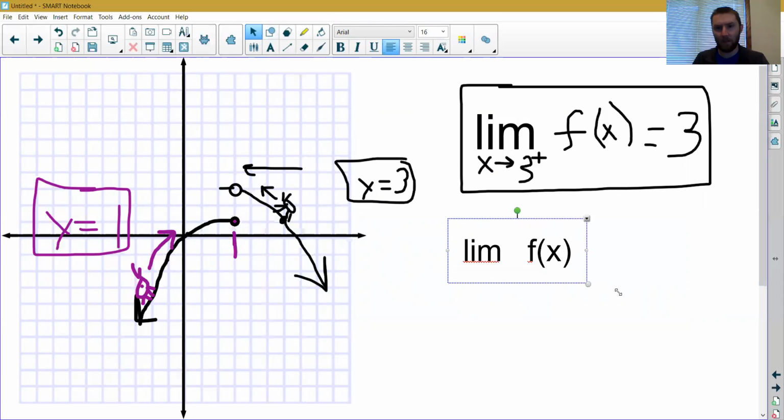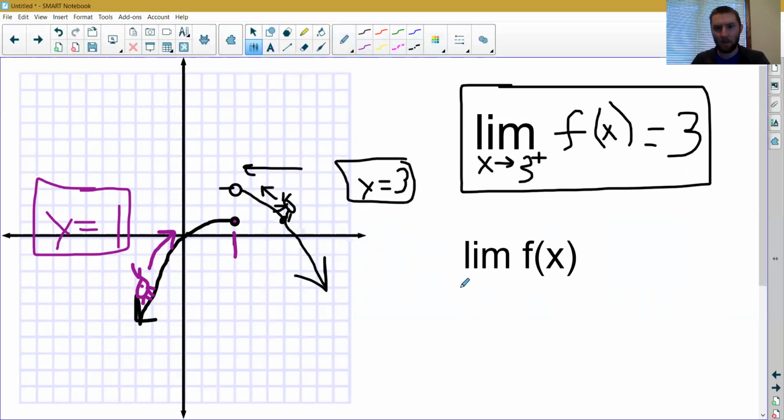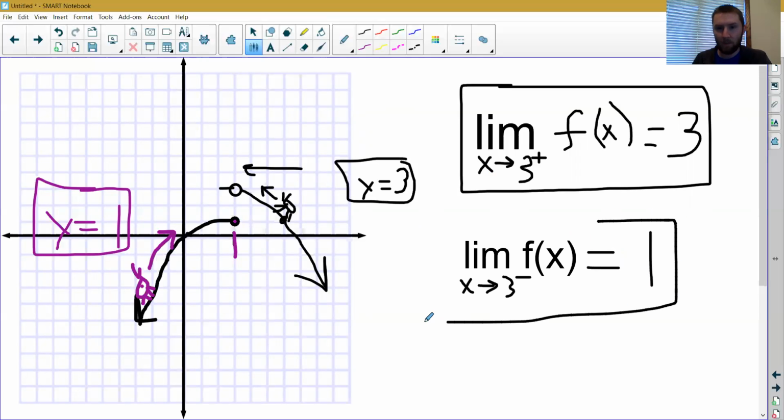The limit of f of x as x approaches 3 from the negative side, right? 3 from the negative side, so coming from this way, from the negative, approaching 3. That's the purple bug here. Coming up, what y value do they think they're going to hit when x equals 3? They believe they're going to be at y equals 1. Okay, so this would be a one-sided limit statement for this function, x approaching 3 from the negative side.